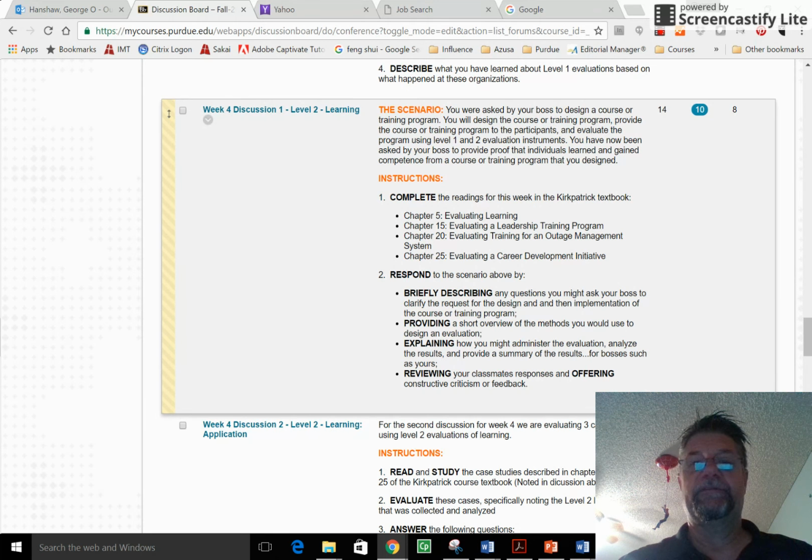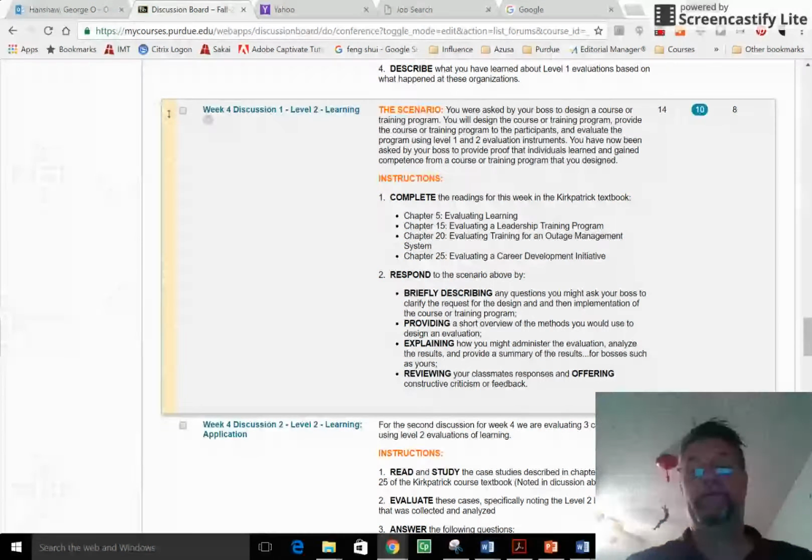Absolute great start to it. I appreciate all the effort everybody's putting in and digging into the level one and level two evaluations. I wanted to bring this up because the scenario here has a lot to do with real life, because you are going to have to ask your boss or other stakeholders questions where you find out what's important to them, and then you're going to work that through.